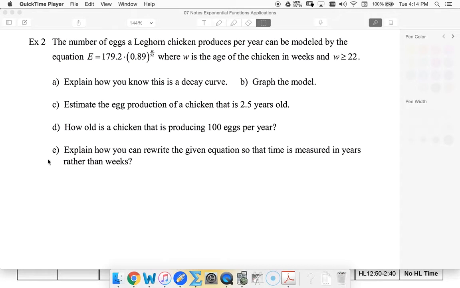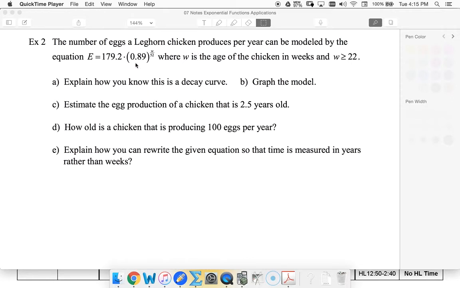All right, another type of exponential equation problem you're going to get is one where they give you the equation from the beginning. So we're told that we have this egg equation, so eggs equals this, and we're measuring our time in weeks this time. We've got W greater than or equal to 22, and thinking about this, a chicken would need to be at least 22 weeks old before it starts making eggs. So that's why we're starting at 22.